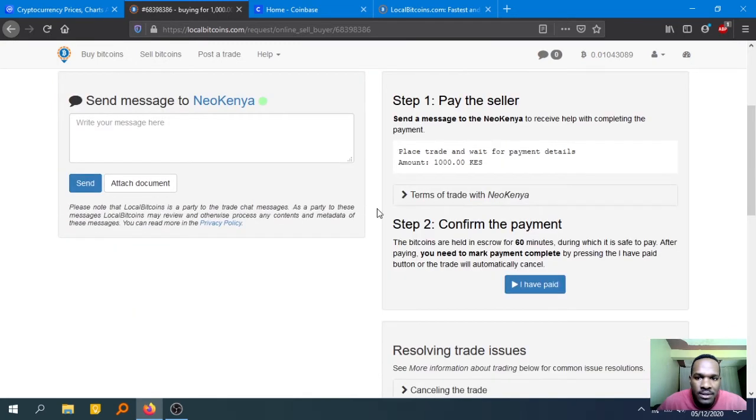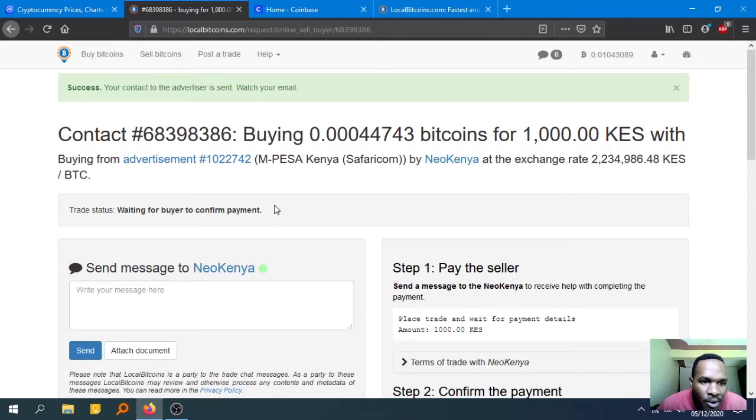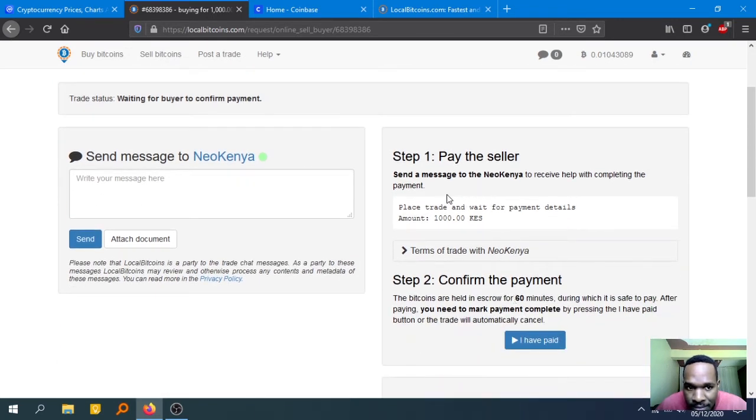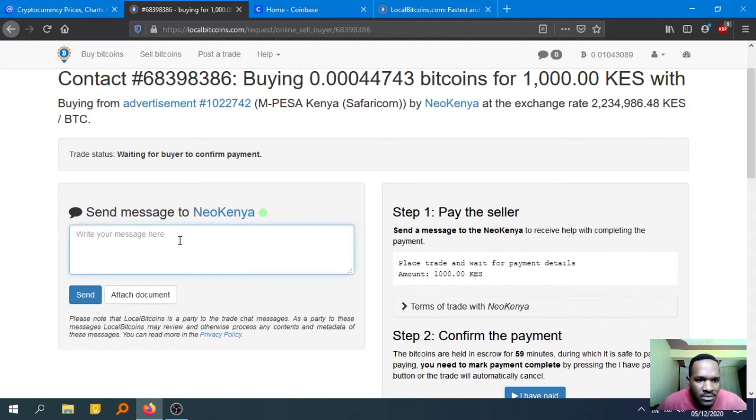So I've been given the details I'm supposed to use when paying. Wait, okay. So I'm supposed to wait for the buyer to confirm the payment. Okay, so the person has not yet sent me the instructions I'm supposed to use when paying. So I'm going to request him to tell me how I'm supposed to pay.